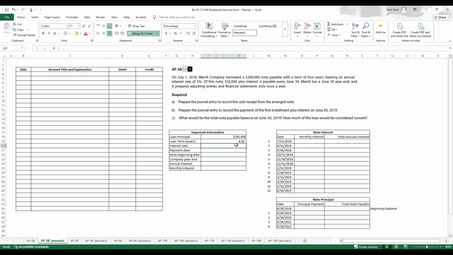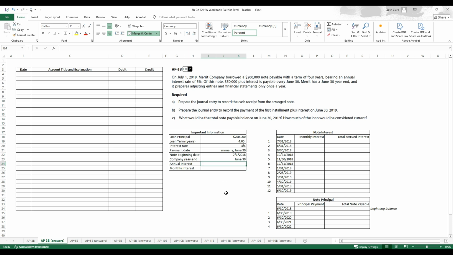Okay. The interest rate was 5%. So we'll put that in. The payment date will be annually, and we'll say June 30. Just put that in so we've got it nicely laid out. I mean, it's up here, but I think it's good practice just to organize your information effectively. The beginning date, we had July 1st, 2018. The company year end is June 30.